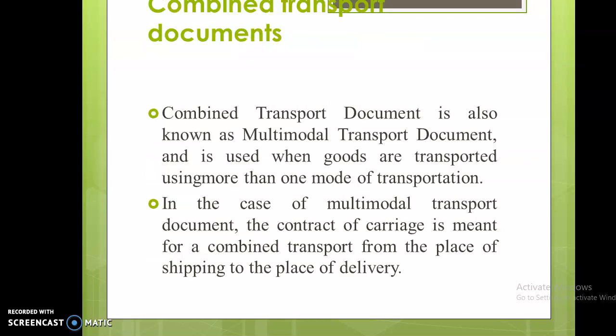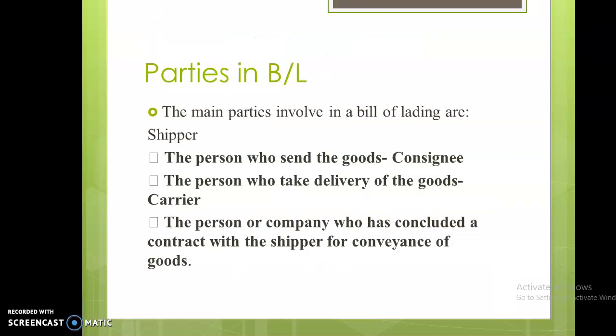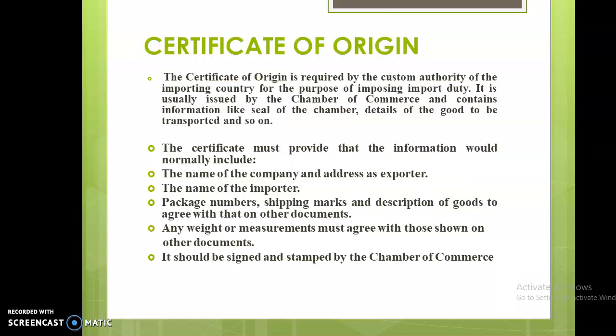And the next document is known as the certificate of origin. What is a certificate of origin? This is a certificate that is issued by the customs authority of the importing country for the purpose of imposing import duty. So the customs authority needs this particular document for charging the import duty. This certificate is basically issued by the Chamber of Commerce.